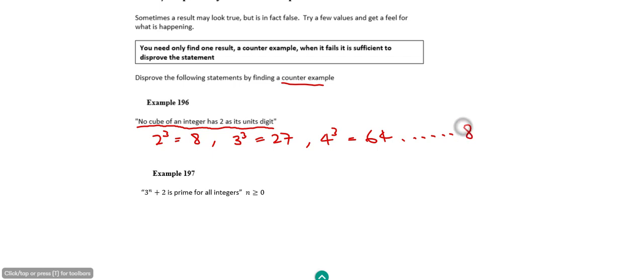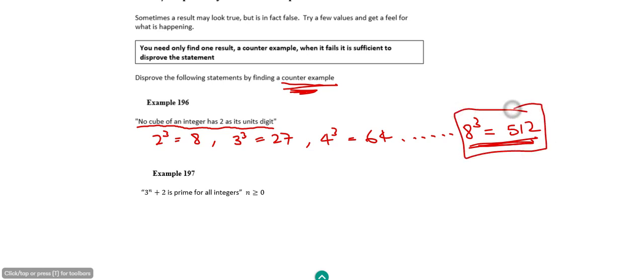And if we get up to 8 cubed, we actually find that 8 cubed is 512. And so we've disproved it. We've come out with a counterexample. So this is enough to disprove.